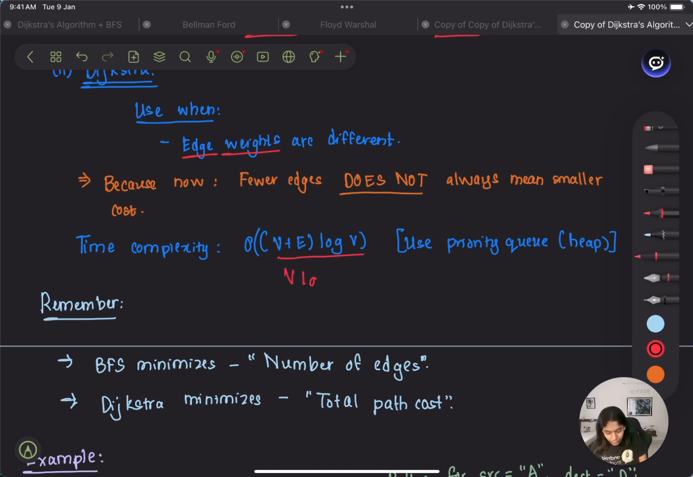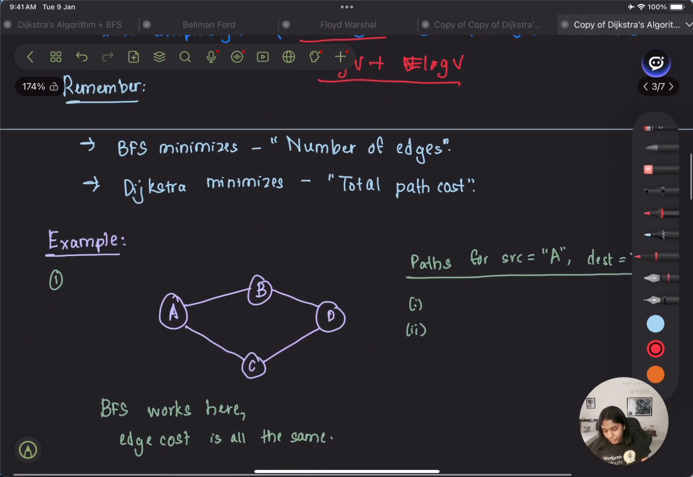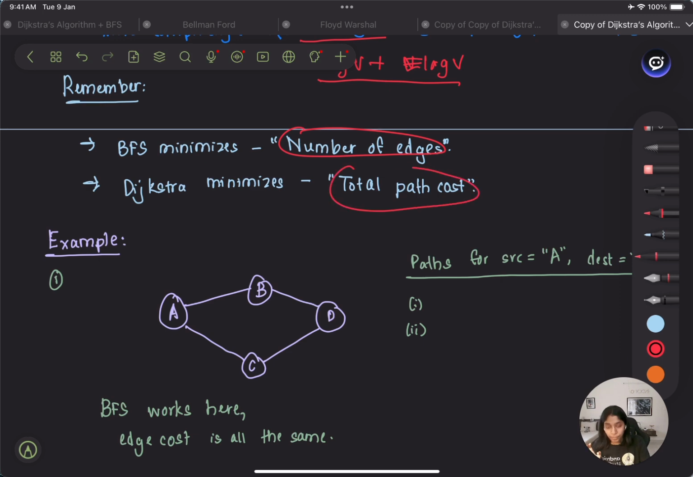So it's actually V log V plus V plus E log V. This is because we're using a priority queue, a heap, and push and pop operations. If we take all of that into account, this is the eventual time complexity. We'll see that later while we're solving the problems. It's more intuitive. Here's a reminder that we can keep in mind: BFS minimizes the number of edges, and Dijkstra minimizes the total path cost.